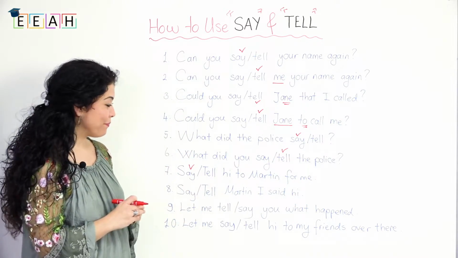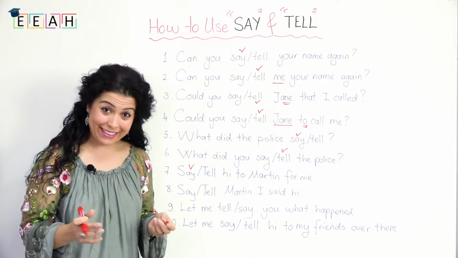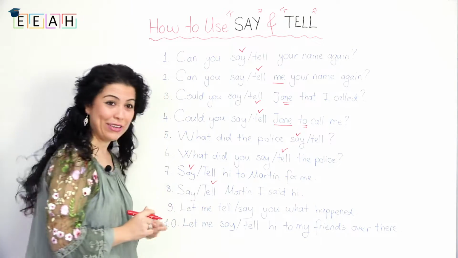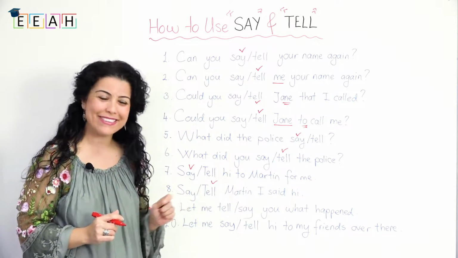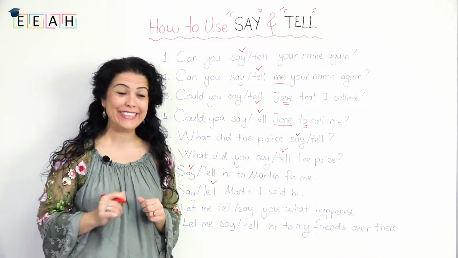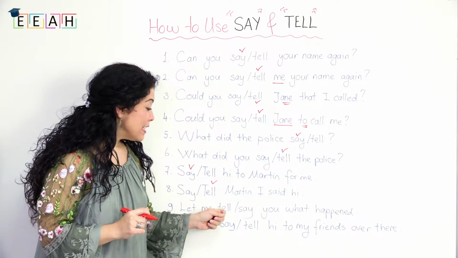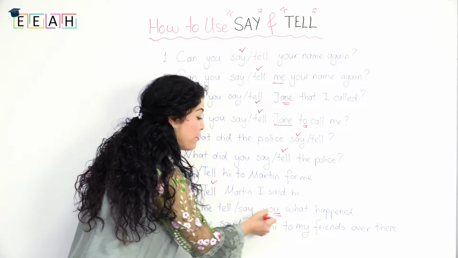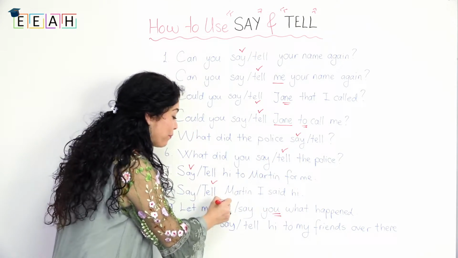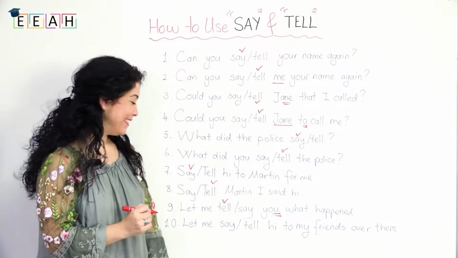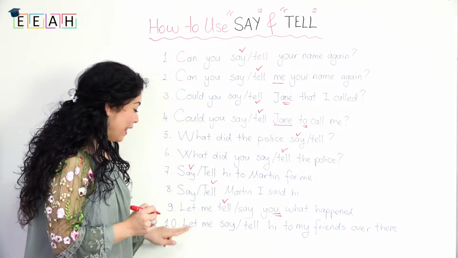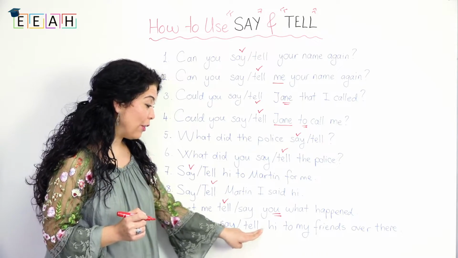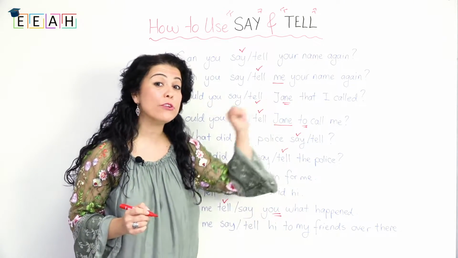So which one? Tell Martin that I said hi. Tell somebody. Tell Martin. Number 9. Let me tell you what happened. So there is a person again. Let me tell you what happened. And the last one. Let me say or tell hi to my friends over there.